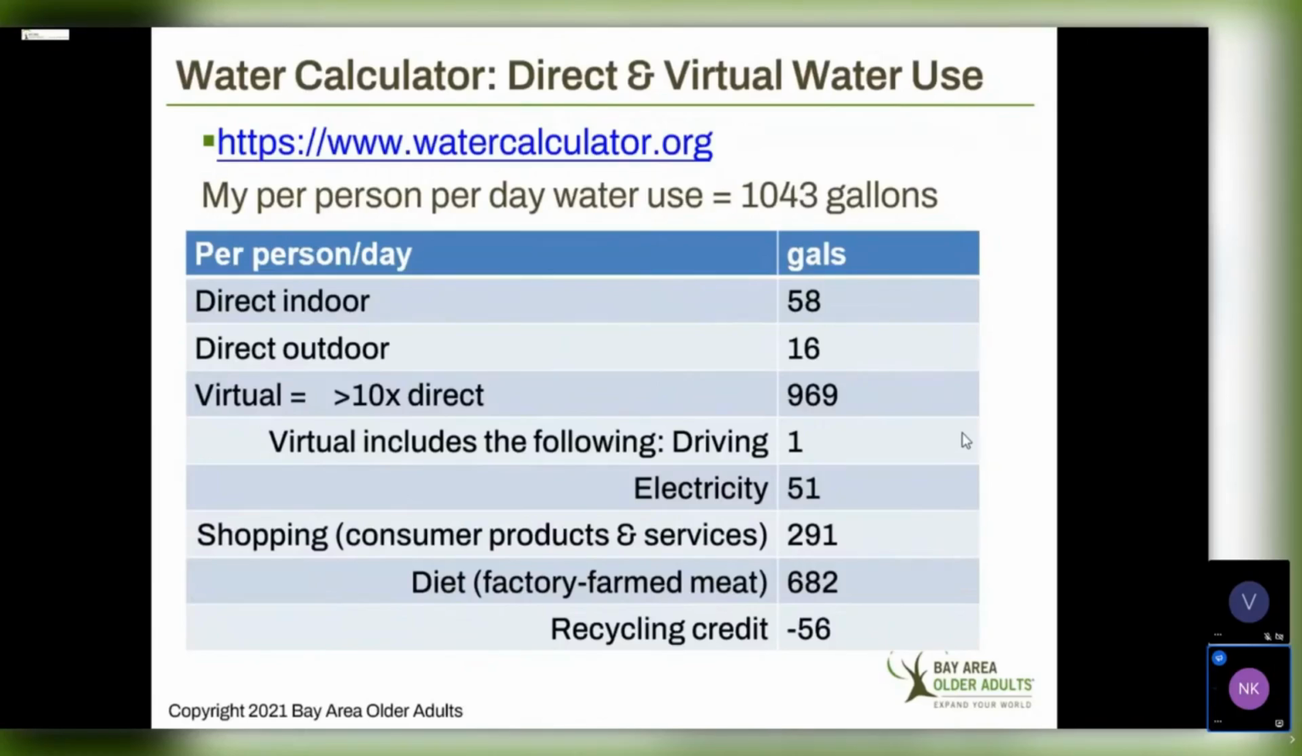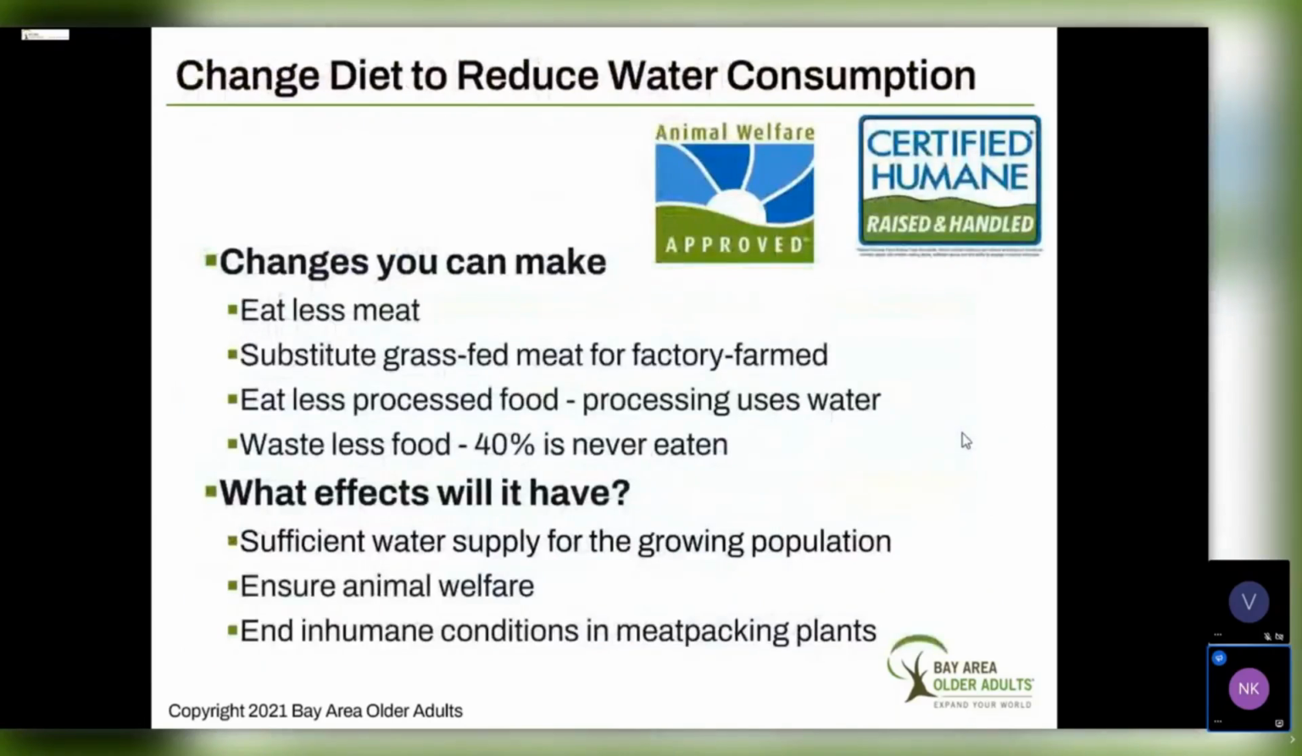And of this, the products that you purchase and the food that you eat account for a majority of your water use. Factory farmed beef is the worst offender because of the amount of water that went into growing the corn and soybean to feed the cattle. So you can see that factory farmed meat is 682 gallons per person per day. So you could make some changes to your diet to reduce water consumption.